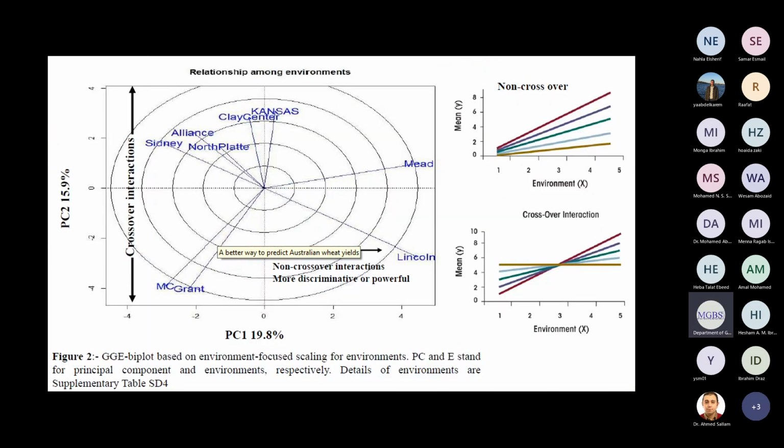This is also a ggplot. We have Mead and Lincoln, and McCook and Grant here, far from each other. So this is good evidence that climate change and weather affect grain yield. We have only a very few groups close together, but Mead and Lincoln are very far, and McCook and Grant are closely related but very far from the other groups.